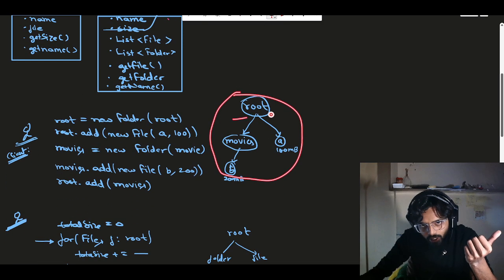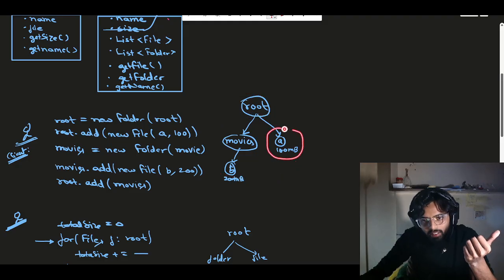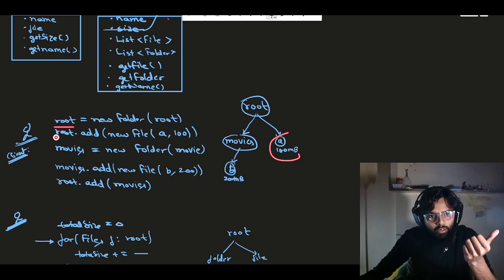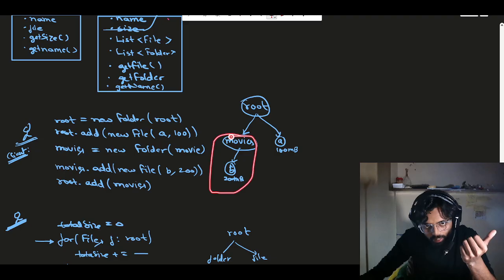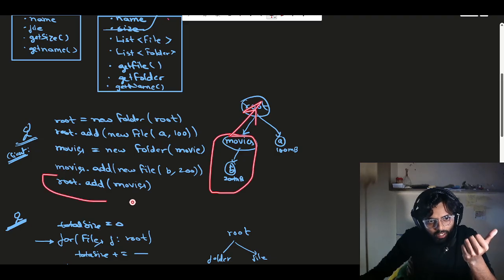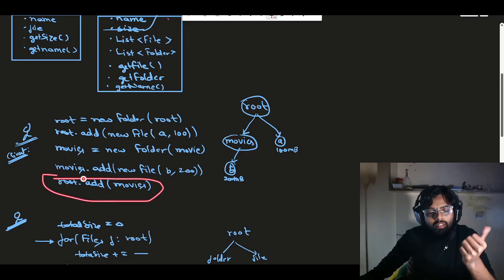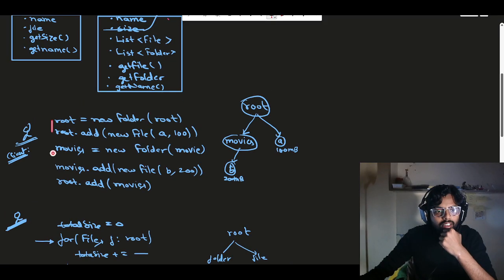I will create a root, and in the root I will add a file. Then I will create a subfolder and add a file inside that, and then that folder is attached to the root. So inside the root I will add this movies folder. Until then, everything is fine.